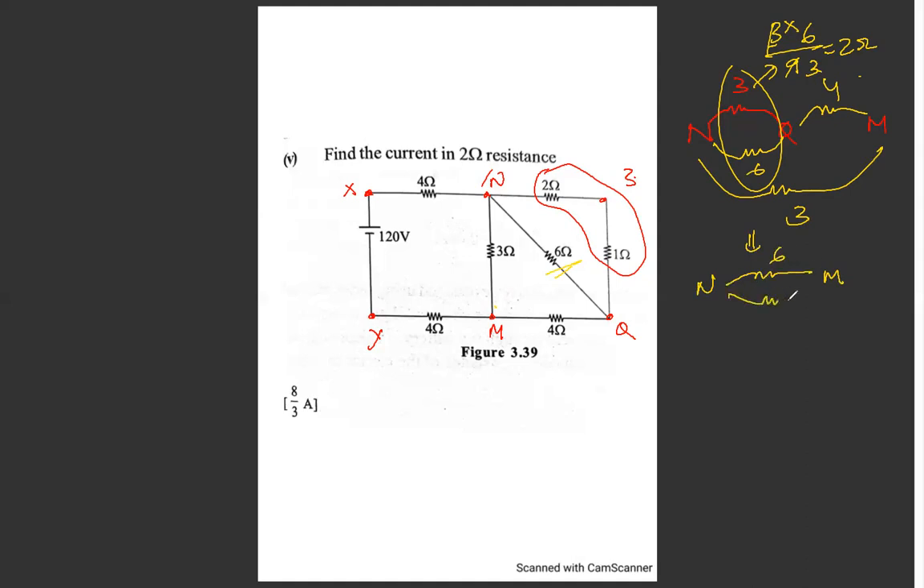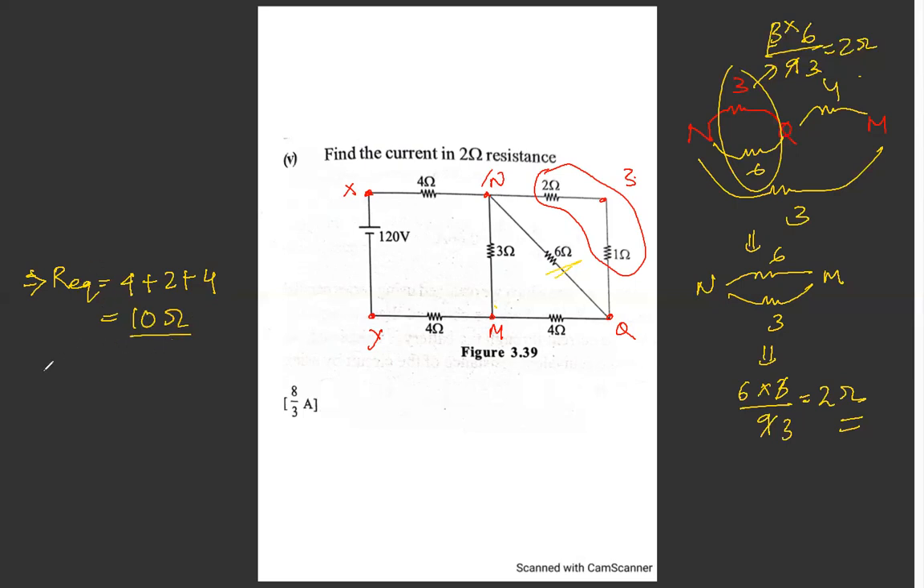This 6 and this 3, they are in parallel. So we are going to get 6 into 3 divided by 9, so this one is coming as 2 ohm. So this 2 is in series with 4 and 4. So we can write R equivalent is equal to 4 plus 2 plus 4, so that is 10 ohm. By this we are going to get the value of total current.